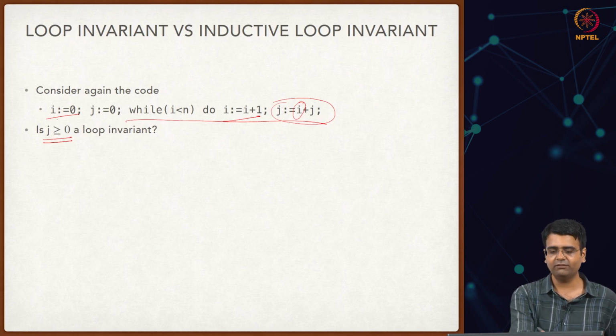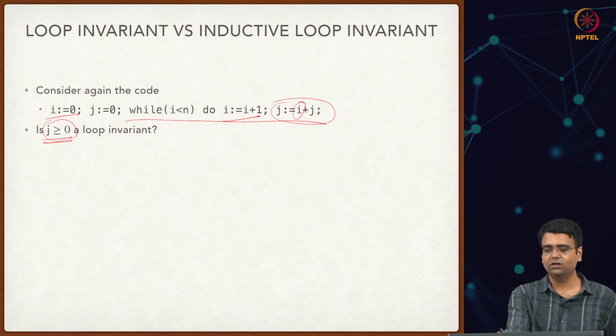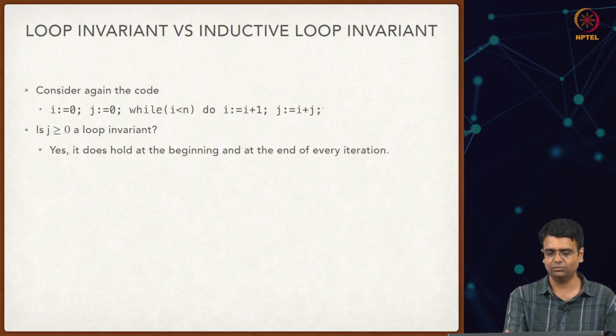So if I start with a value of j which is greater than or equal to 0, in every iteration of the loop, I am simply adding more things to j. Therefore j ≥ 0 is clearly a loop invariant. It holds at the beginning of the loop and it also holds at the end of any iteration of the loop, which means it holds at the beginning of the next iteration. So it holds at the beginning and at the end of every iteration.